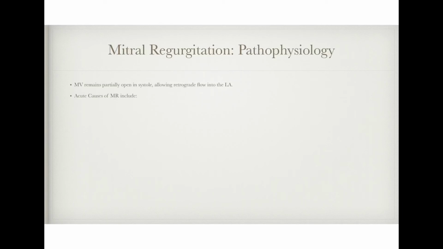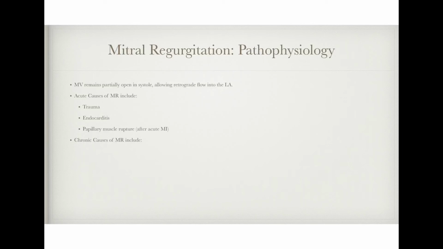Similar to aortic regurgitation, there's acute and chronic causes. Acute causes would include, again, trauma, endocarditis, and a papillary muscle rupture, which is commonly seen after an acute myocardial infarction, particularly involving the inferior wall. When the papillary muscle ruptures, the chordae are unable to hold the mitral valve leaflets closed during systole, and they flail open.